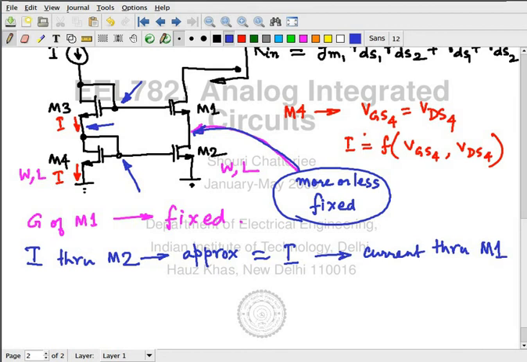Why? So whatever I pointed out to be more or less fixed is not going to be more or less fixed. It's going to be worse off. Okay? If M1 is not in saturation, then I pointed out that the source of M1 is more or less fixed. That won't be more or less fixed anymore. It will be worse off. Okay? But the current will still remain more or less equal to I.